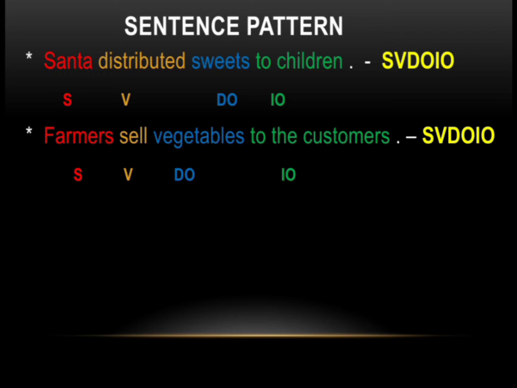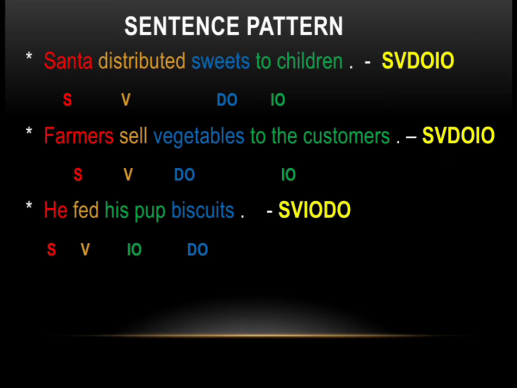The next sentence, farmer sells vegetables to the customers. Here, farmer is the subject, sells is the verb. What does he sell? Vegetables. And this is the direct object. To whom does he sell? To the customers. So this is the indirect object and the pattern is SVDOIO.